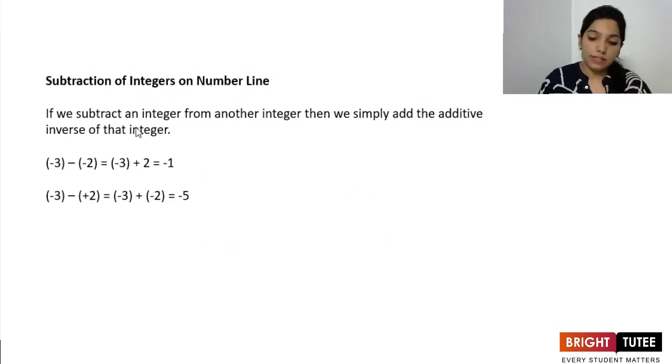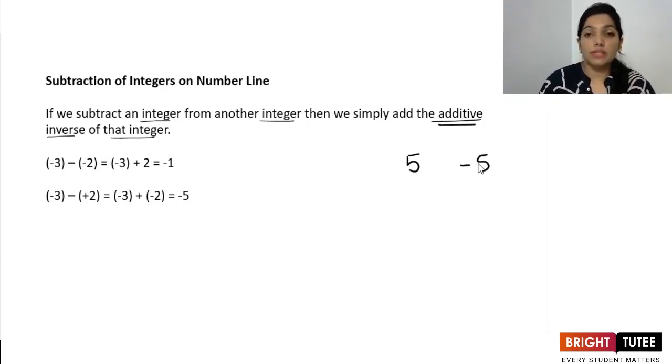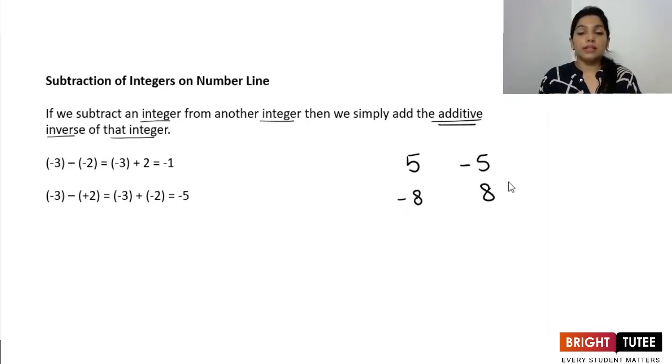It says if we subtract an integer from another integer, we simply add the additive inverse of that particular integer. Let us see what we understand by this. I hope you remember what additive inverse is. Additive inverse of a number is the number itself with an opposite sign. Say, what is the additive inverse of 5? It is minus 5. What is the additive inverse of minus 8? It is 8. So additive inverse is the number itself with a negative sign or the positive sign, just the opposite one that is given to us.